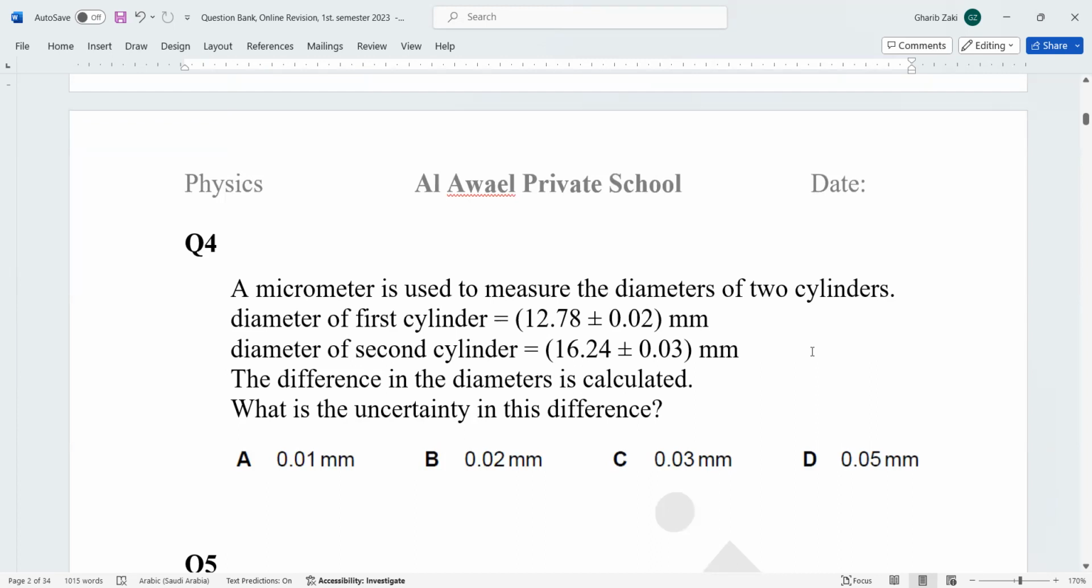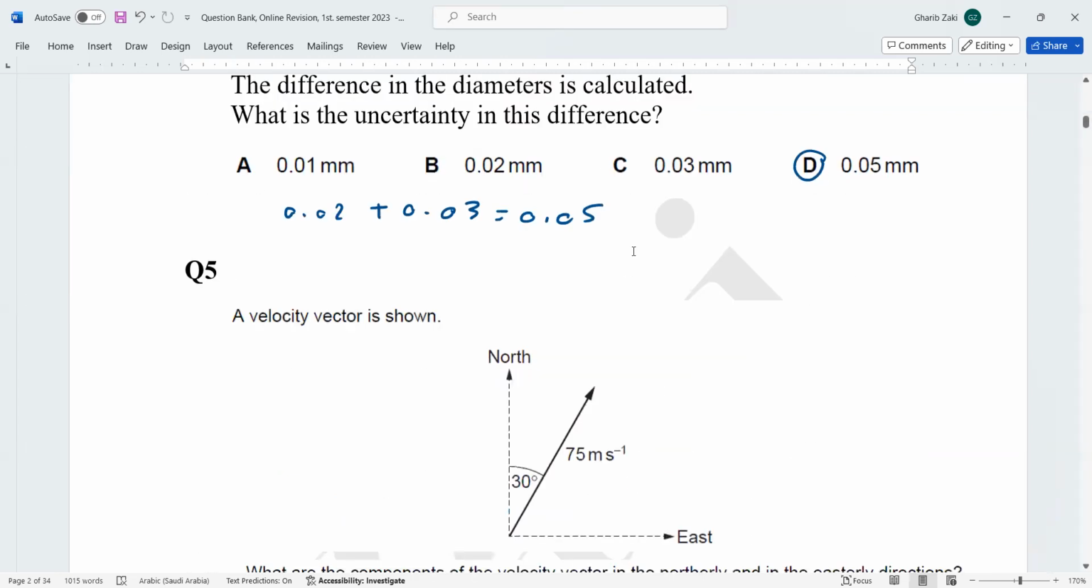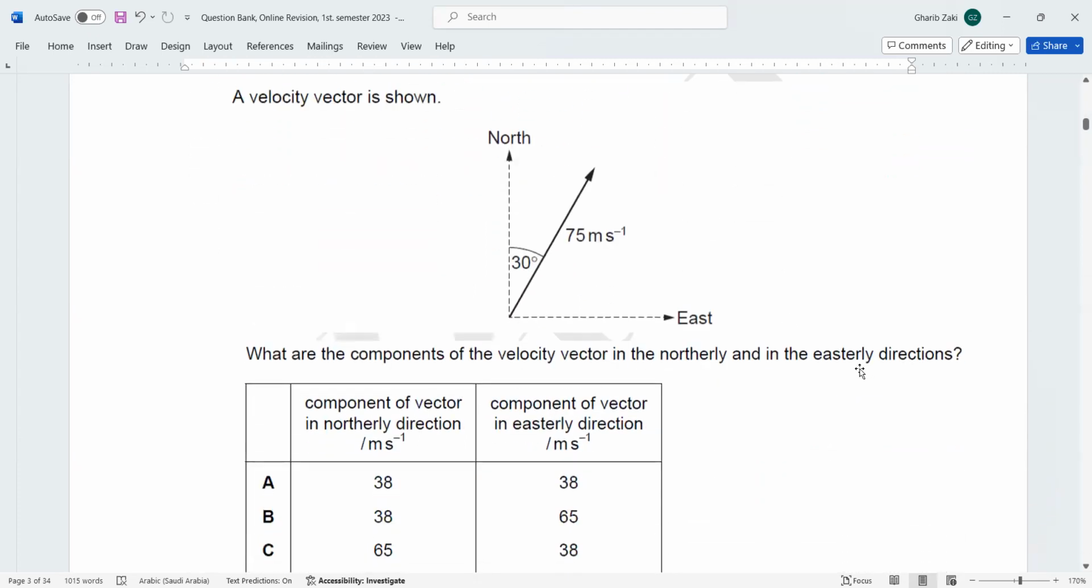A micrometer is used to measure the diameter of two cylinders. Here, the difference in diameter. In plus or minus, we add the uncertainty. So the difference is 0.02 plus 0.03 equals 0.05. Then the correct answer is D. If you have any question, you can raise your hand or you can ask me directly. Question number 5. Okay.